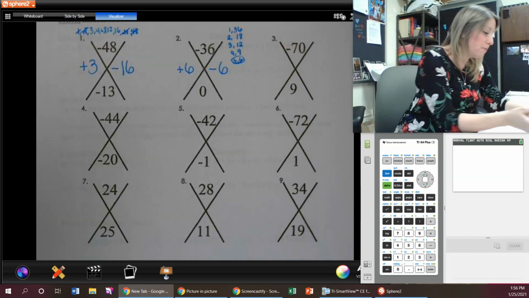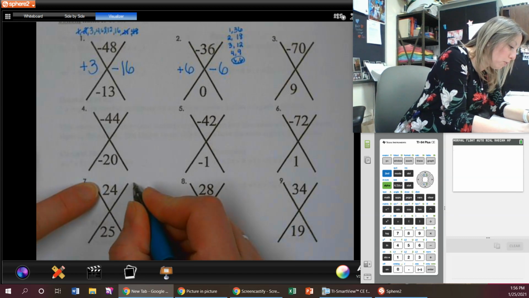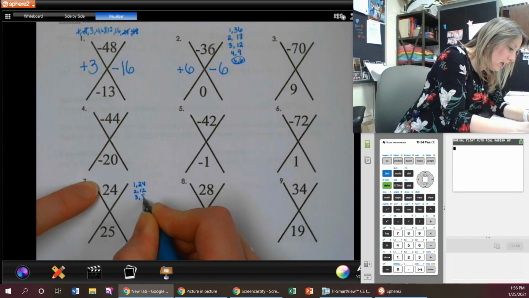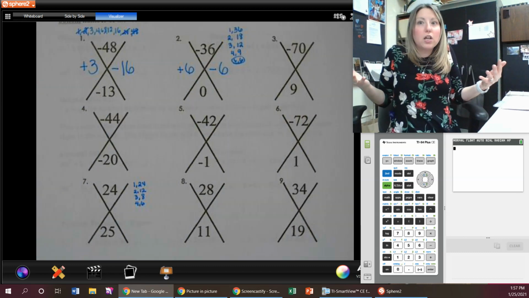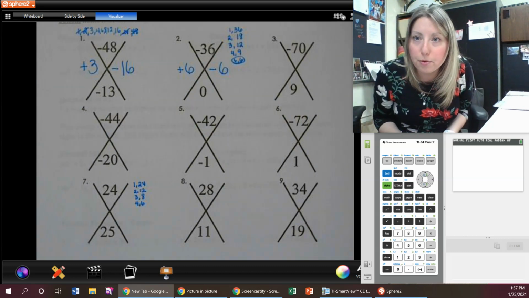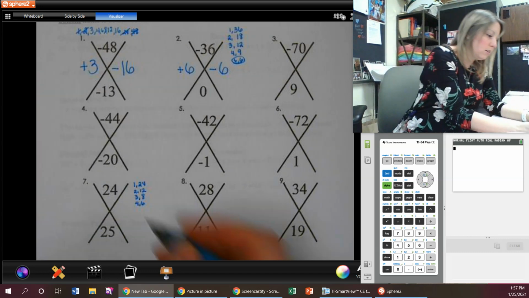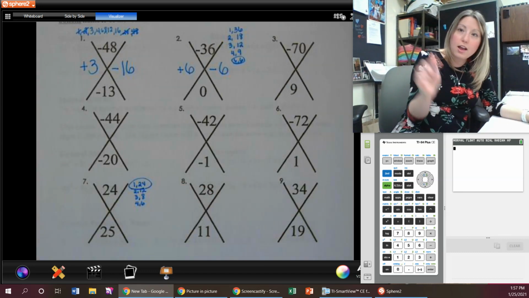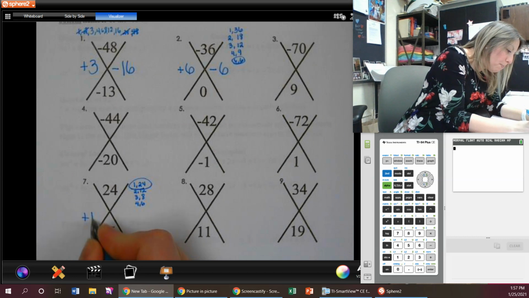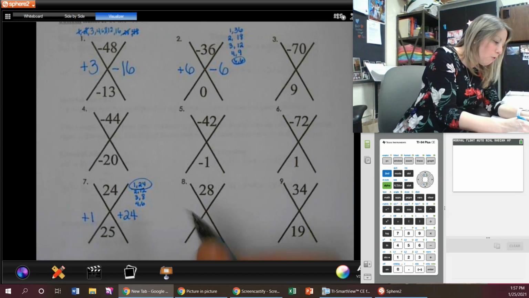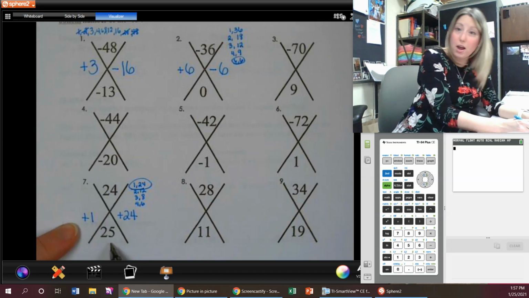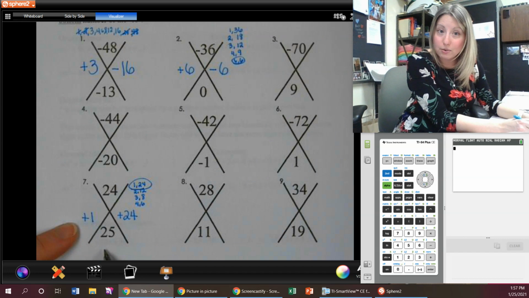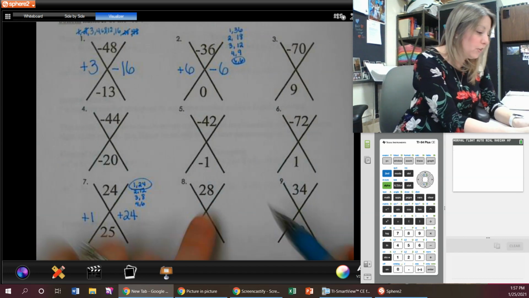So now let's think of the things that multiply together to give me 24. 1 and 24, 2 and 12, 3 and 8, 4 and 6. And think about all those. Who's going to add to give me 25? It's the only possibility, right? 1 and 24. And if that 25 is positive, it's got to be a positive 1 and a positive 24 that multiply together to give me this positive 24 up here, but also add to give me this 25 down here.